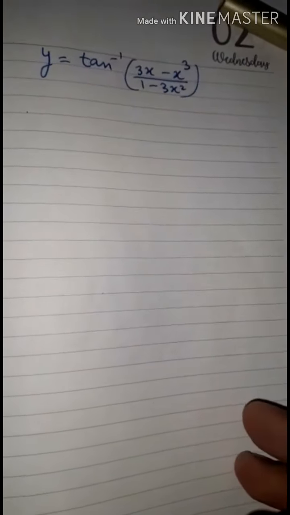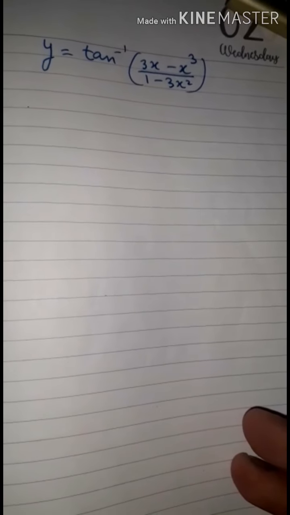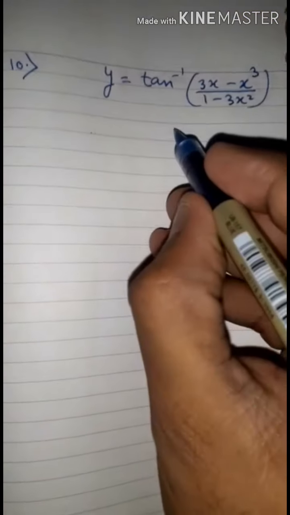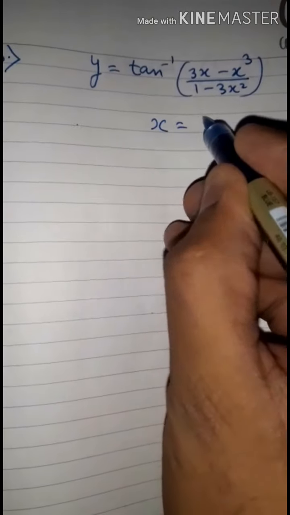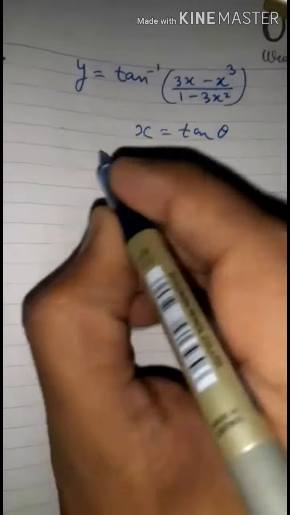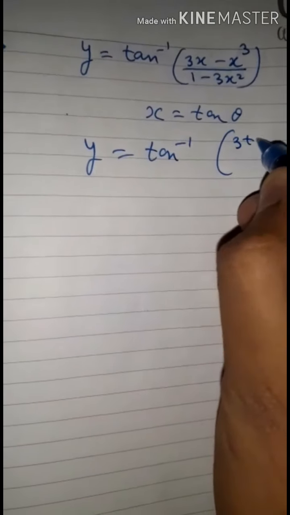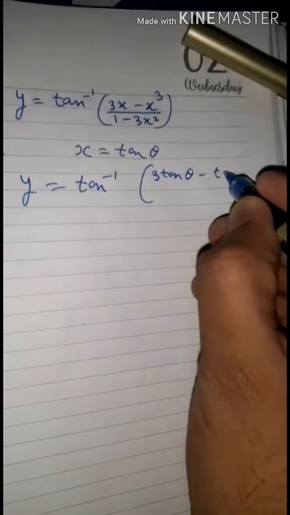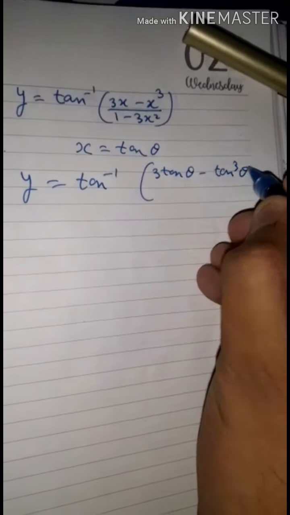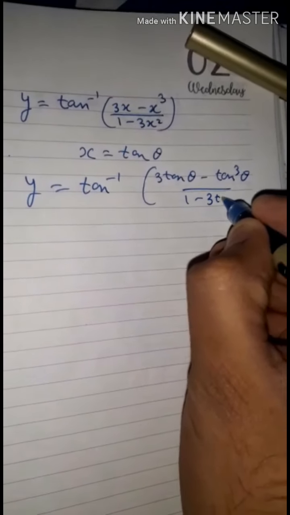To our next question, question number 10. What we are having, y equal to tan inverse 3x minus x cube upon 1 minus 3x square. Here again we will put x is equal to tan theta. So what we will get, y is equal to tan inverse 3 tan theta minus tan cube theta upon 1 minus 3 tan square theta. Now again see what we will get. We will get the identity of tan 3x.